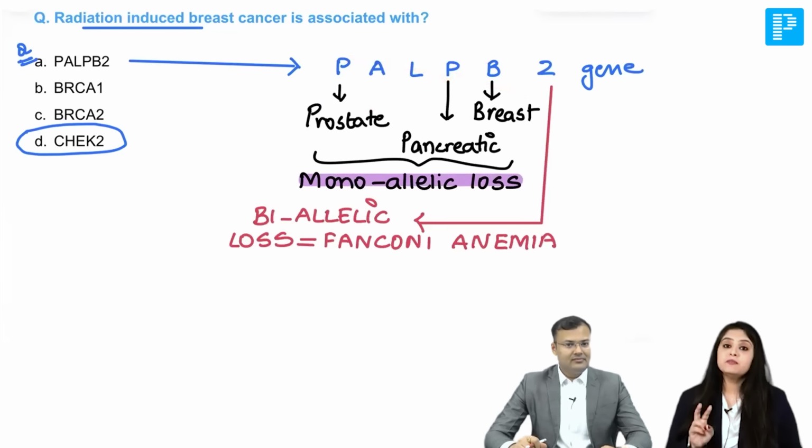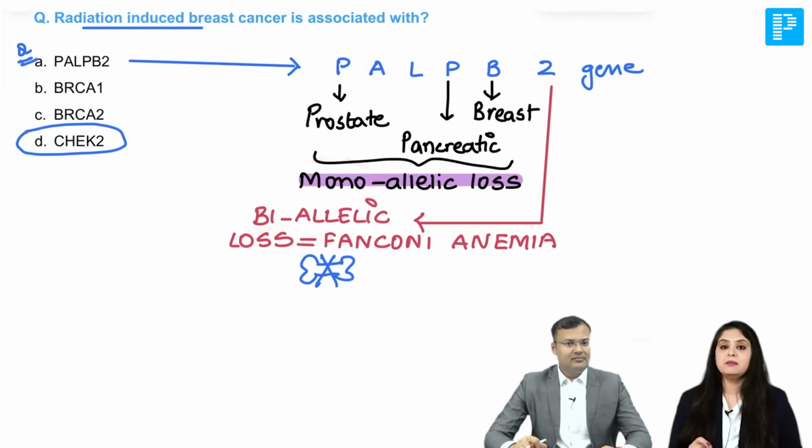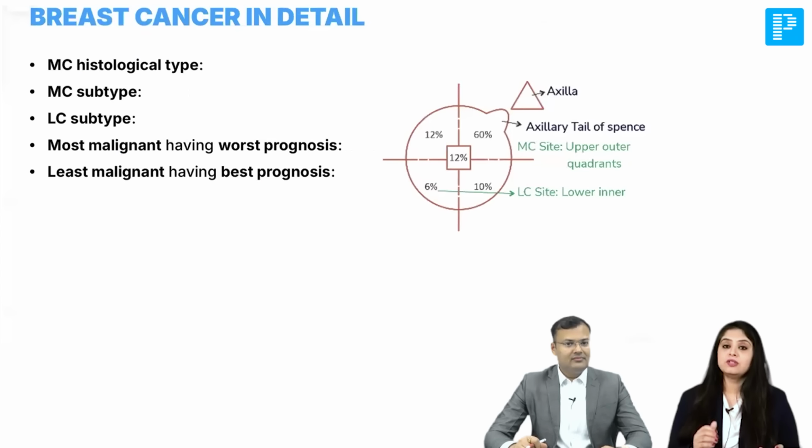Biallelic loss. If both the alleles are lost, that is a complete bone marrow failure, and that would result in Fanconi's anemia. So repeating, the monoallelic loss will lead to these cancers, whereas the biallelic loss will lead to Fanconi's anemia. So that's a wrap up on all the genetics. And I think now we are ready to discuss breast cancer in more detail. So sir, over to you.